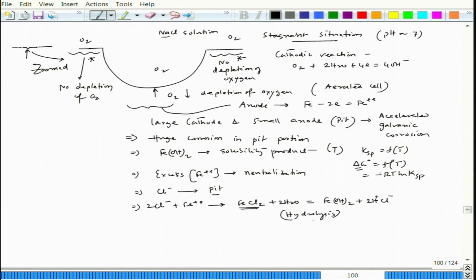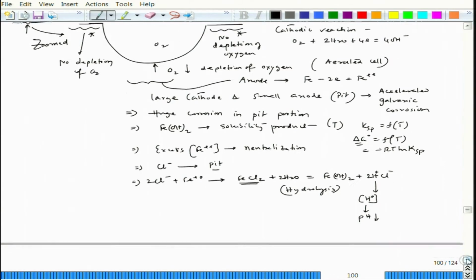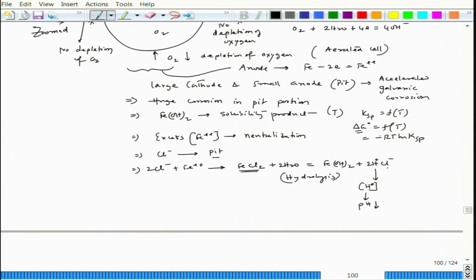So, this hydrolysis leads to excess hydrogen ion, which reduces the pH because it becomes more acidic, and excess chloride ion, which disturbs or destroys passivity. Since there is excess chloride ion, this destruction of passivity means a lot in the case of pitting corrosion.